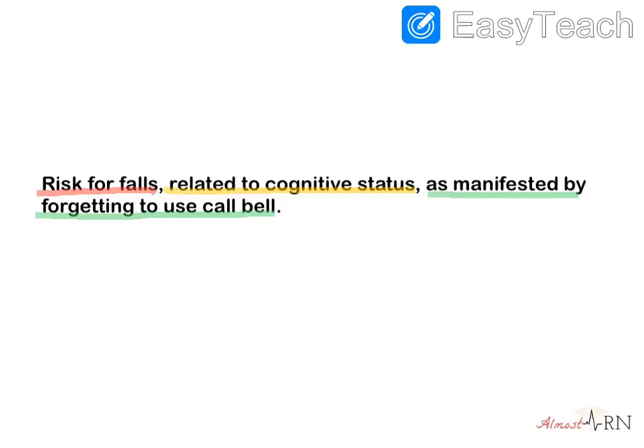So the best way to learn is to just jump right into it. So this right here is an actual nursing diagnosis, and I've broken it down into the three parts for you. So this first part right here is our NANDA, our nursing diagnosis. This is risk for falls. And you can see right here is related to, so this is the second part, related to cognitive status, and then as manifested by, you're going to need to write as manifested by or as evidenced by, forgetting to use the call bell. So this person is at a risk for falls because of their cognitive status, and it's because they're forgetting to use the call bell. So that is what we know.